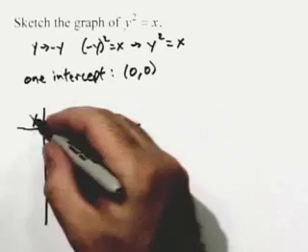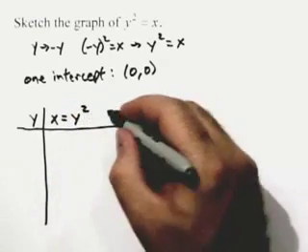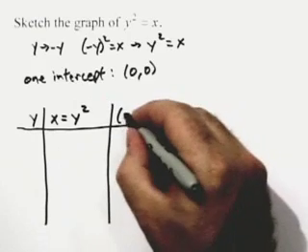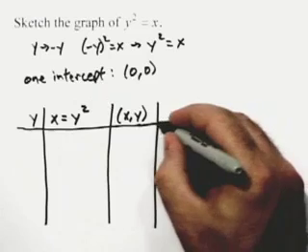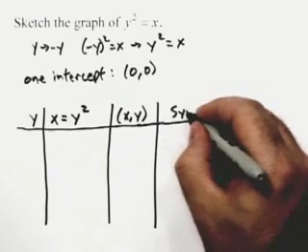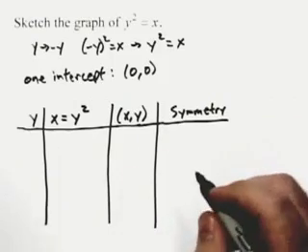In creating our table, we'll start with y. We'll have x is equal to y squared. We're going to write our corresponding ordered pair, x, y. And then we'll have another column using our symmetry to obtain an additional point.